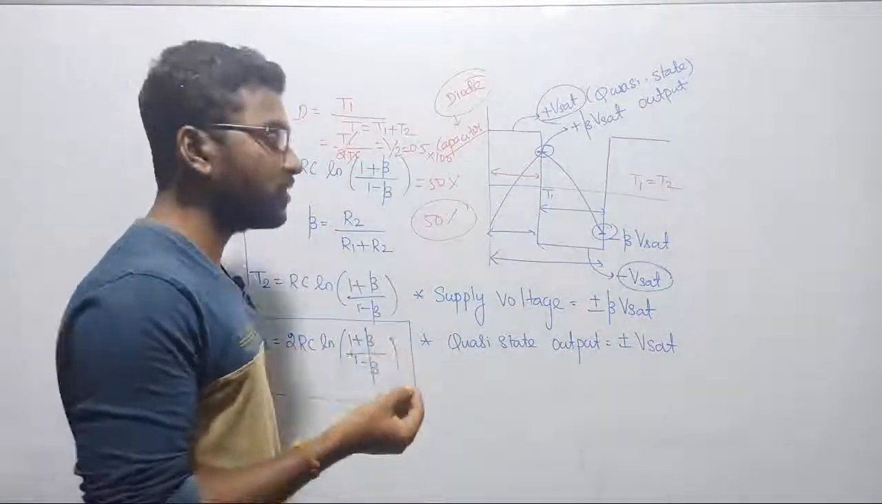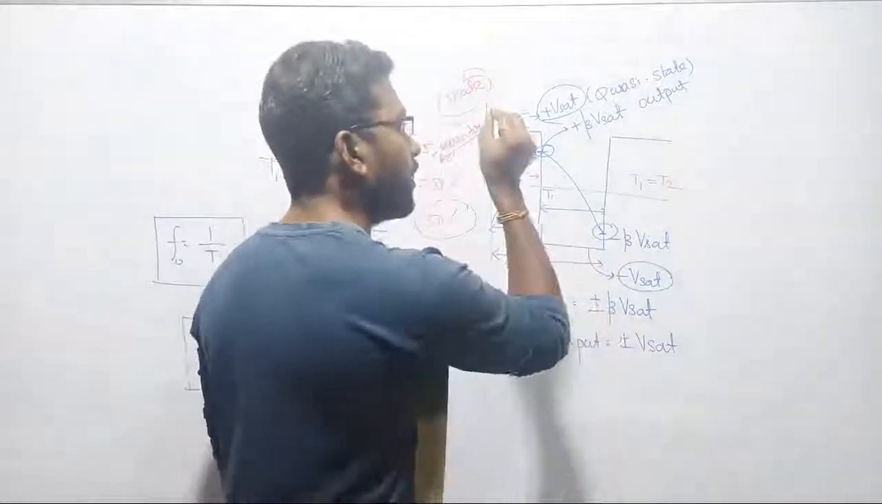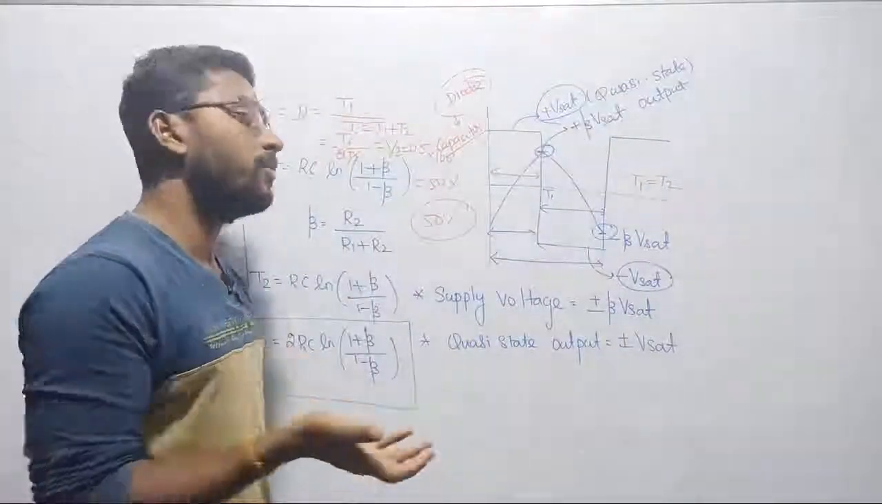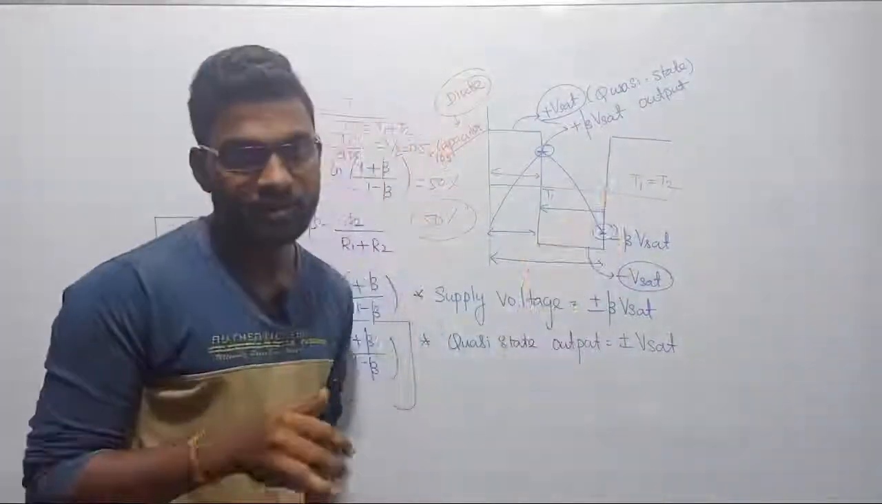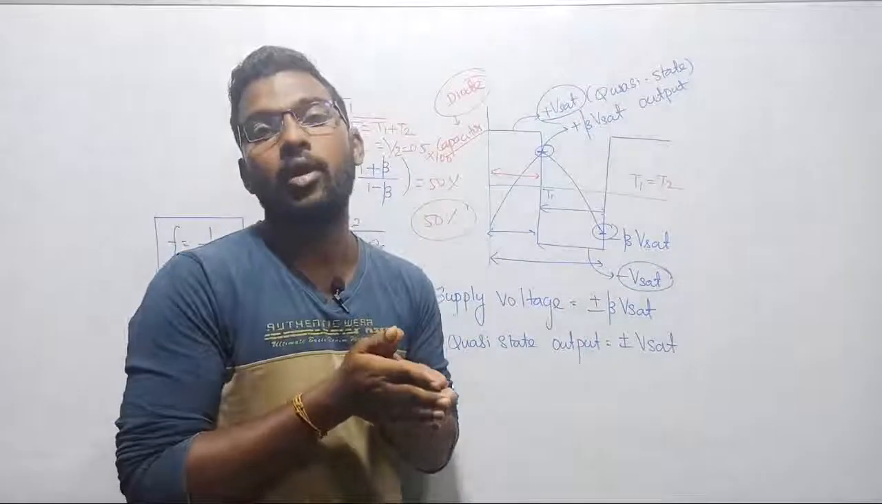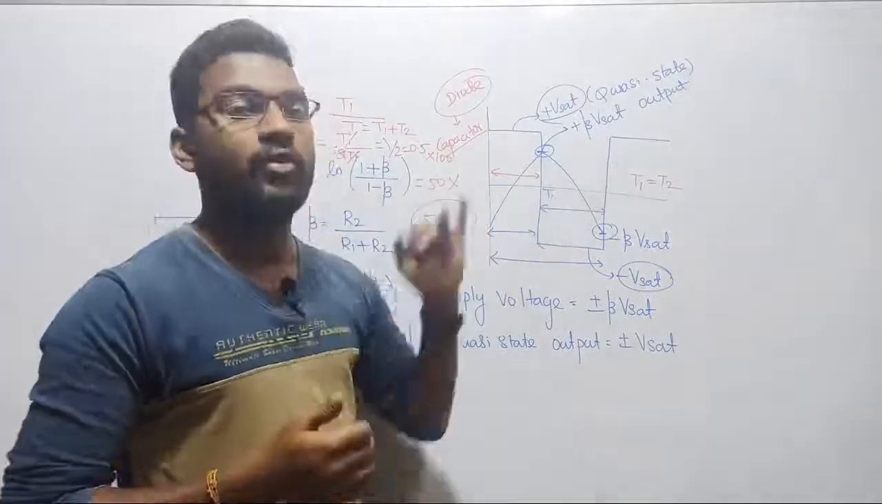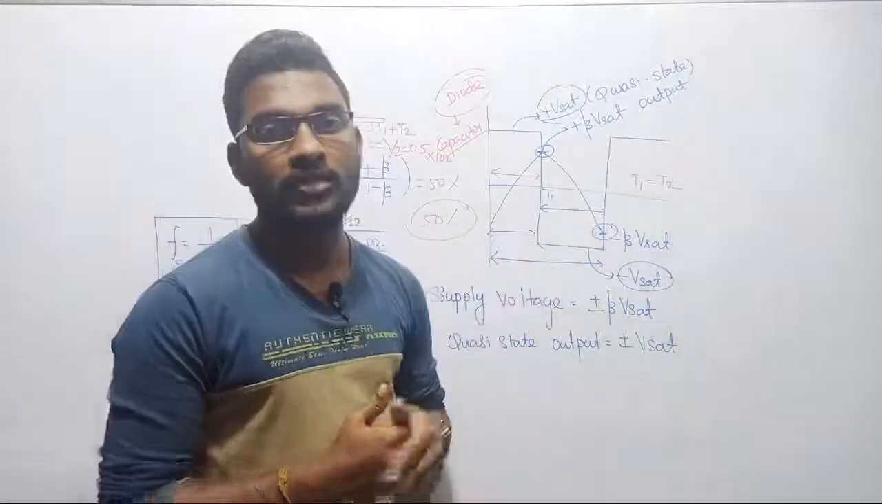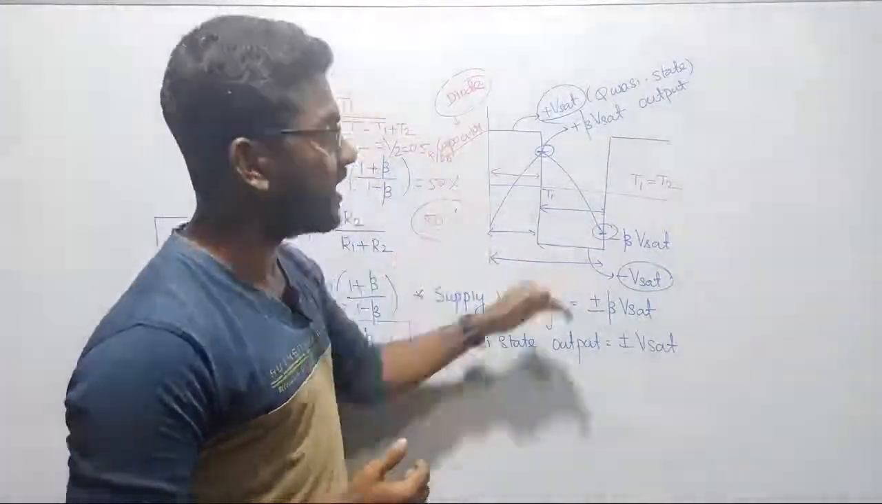Sir, what do you mean by stable? Stable means it is permanently fixed as plus beta V set, or permanently fixed as minus beta V set. That is called a stable input state. Similarly, the output is a stable output when it is permanently fixed, either plus V set or minus V set, and it is not allowed to change.